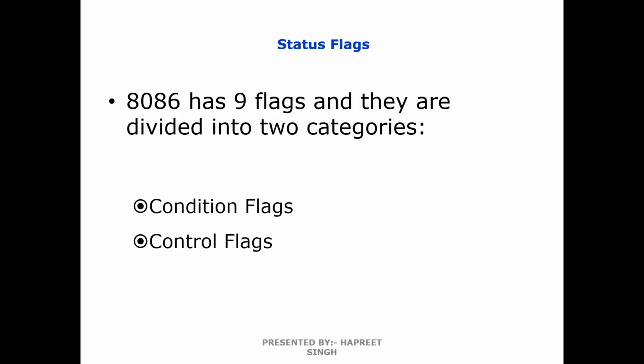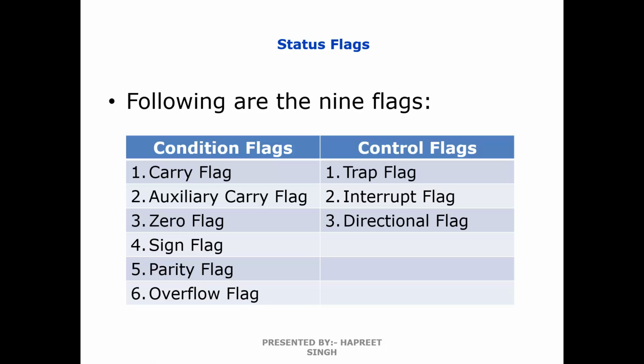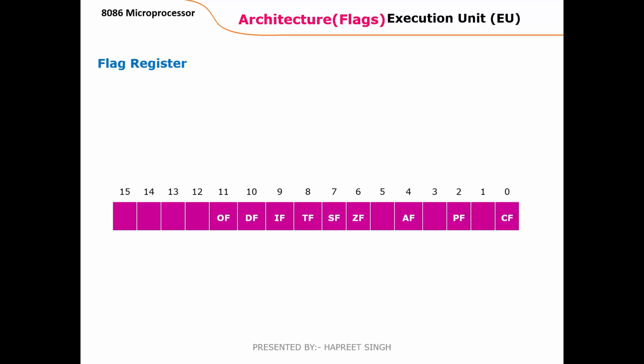Now out of 16 bit, rest of the 7 bits act as don't care conditions. Now in condition flag and control flags, following are the 9 flags. First one is condition and second one is control flags. In condition flag: carry flag, auxiliary carry flag, zero flag, sign flag, parity and overflow flag. In case of control flags: trap flag, interrupt and directional flag. Now we will discuss all the flags one by one.